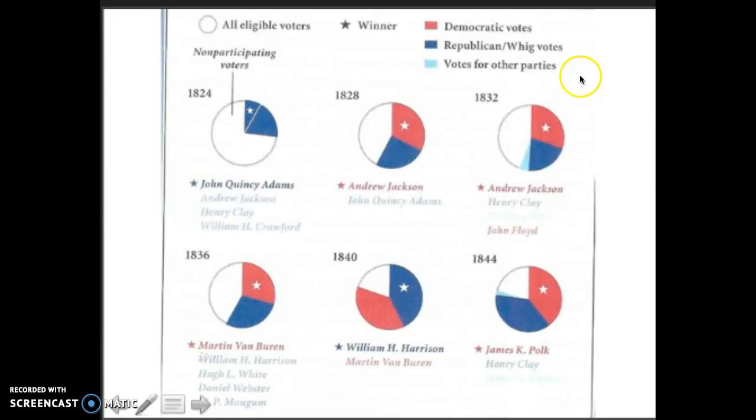And again, in 1828, Andrew Jackson defeated John Quincy Adams. And notice that more than double the people voted in 1828 than in 1824. So we see the expansion of democracy. All white men, whether they owned property or not, were eligible to vote.